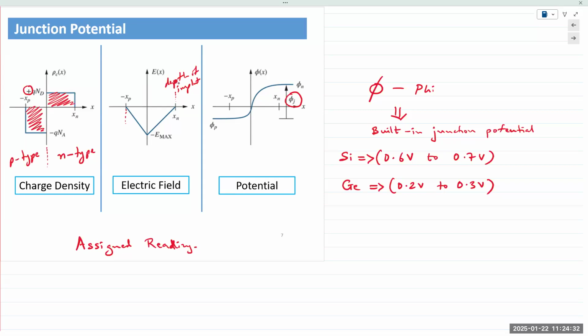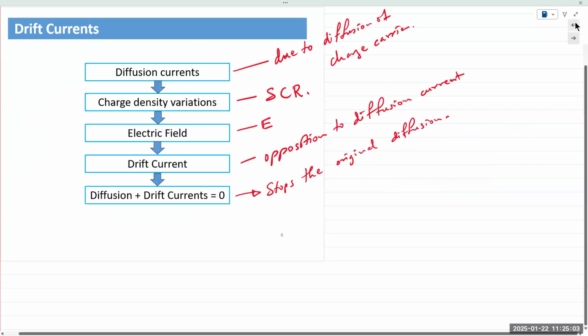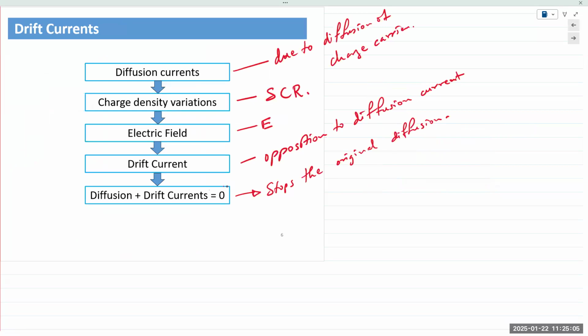And then you had a question. So what happens to the diffusion current that began the process? And then how is the drift current? Am I understanding your question correctly? Yes. So right here, probably I glossed over this.